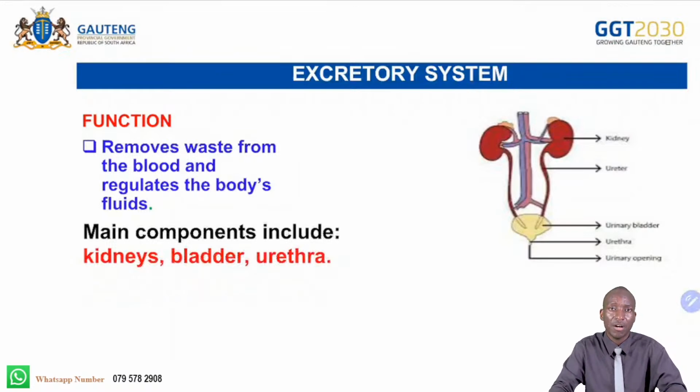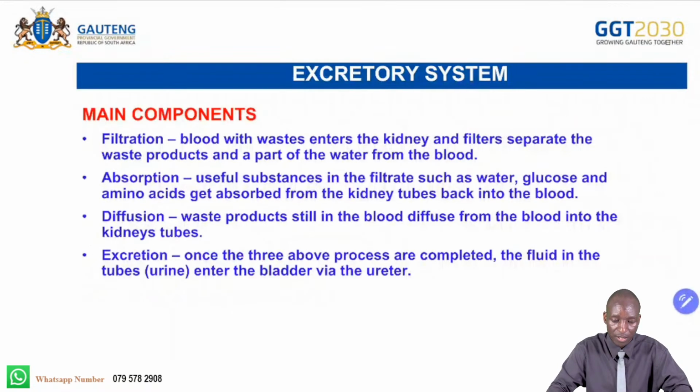Remember that we say under excretion, this is a remover of undigested food products, that is, waste products of digestion. In this case, let's get the structure that we have. We have the kidney, the ureter, the bladder, the urethra, and then the urinary opening. Now, let's look at the main processes of the excretory system.